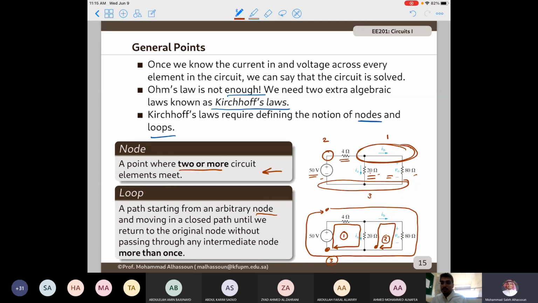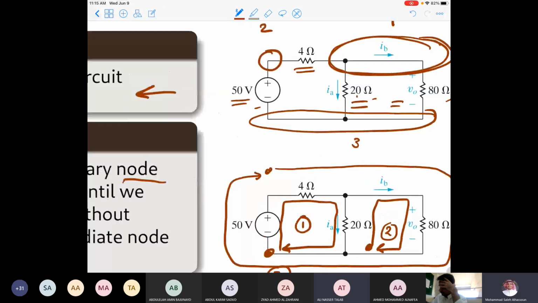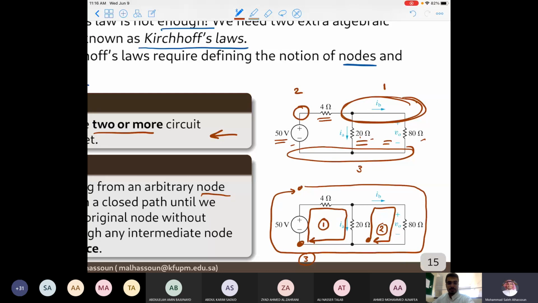Yes, Ali. Doctor, in the second loop, is it okay that it doesn't contain the voltage source? Yes, it contains circuit elements. The voltage source is one circuit element, but the loop contains the 20 ohm resistance and 80 ohm resistance. Okay, thank you. You don't necessarily need to go through the voltage source.